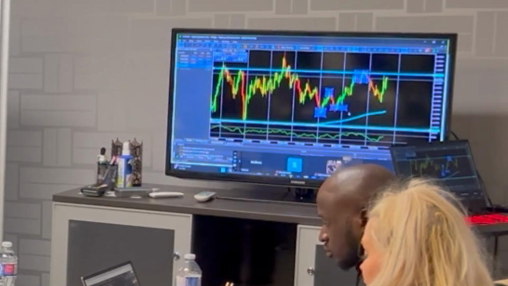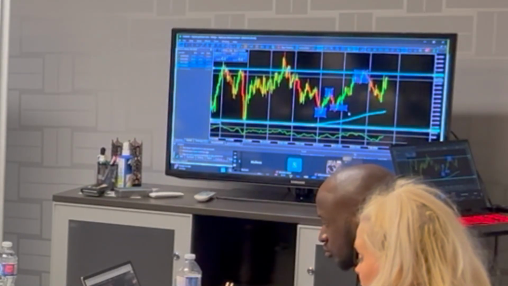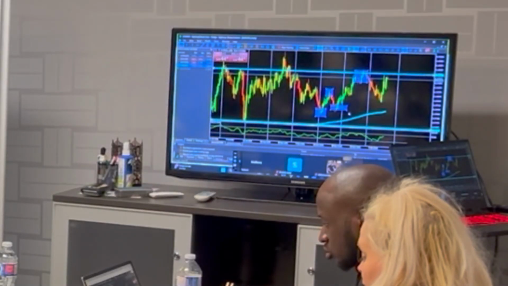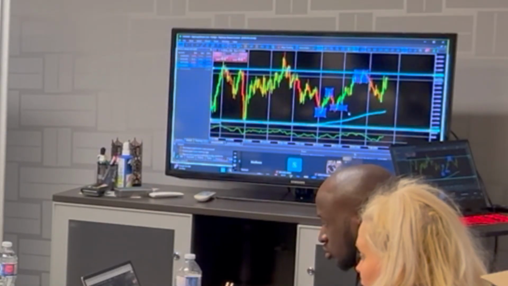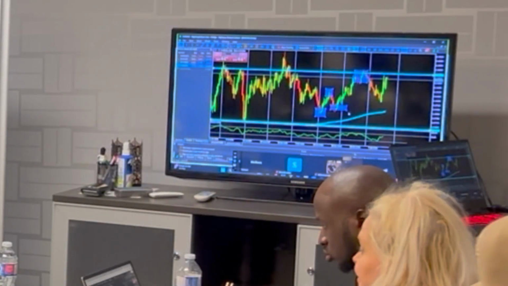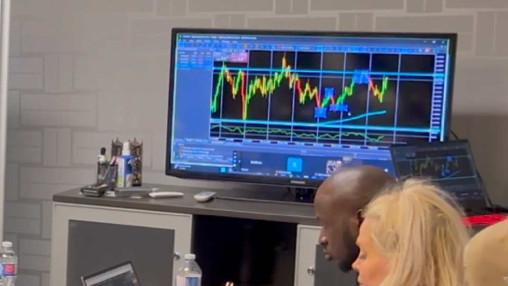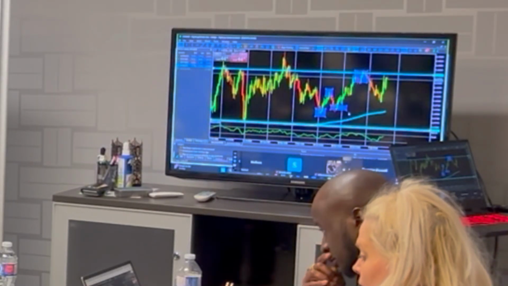The reason why you focus on 2 or 3 pairs is because when one's setting up, another one might be ready to trade. So it's not like you're waiting just on that one pair, and let's say you missed that entry, now you got to wait for it to retrace and redo what it needs to do. But you're still also looking at 2 or 3 other pairs, so that you're still in the game.